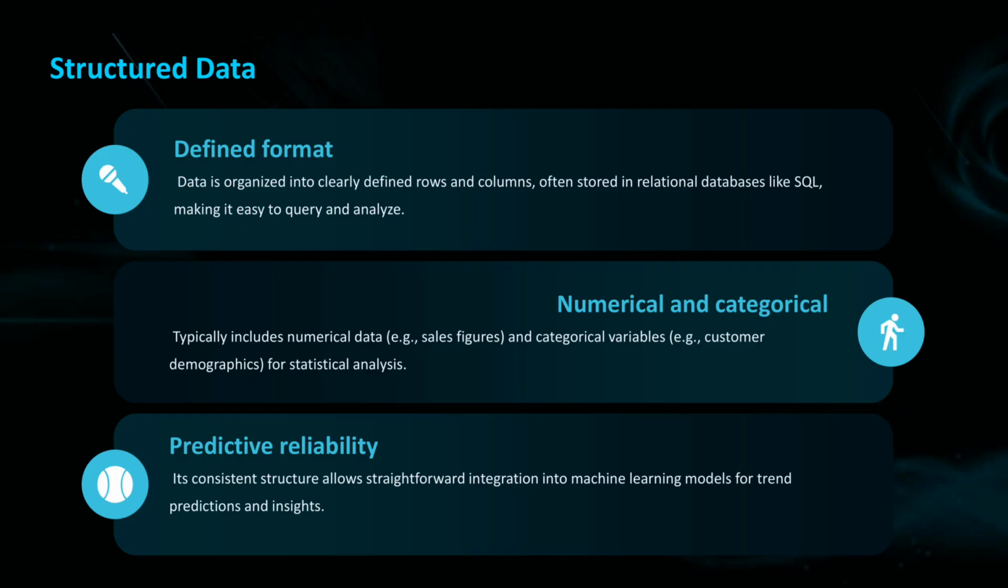Structured data follows a defined format, usually arranged in rows and columns that make querying and statistical analysis straightforward. It commonly includes numerical measures and categorical labels, and its consistent layout makes it easy to feed into machine learning models or business reports. So structured datasets often provide the quickest path from raw numbers to actionable insights.